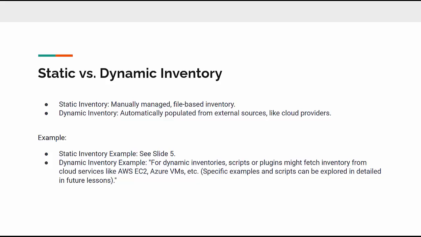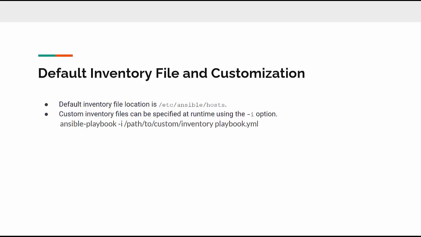There are two types of inventories, static and dynamic. Static inventories are like a fixed contact list. You write it once and it stays the same until you change it. It's great for environments that don't change often. On the other hand, dynamic inventories automatically update themselves, pulling in information from external sources like cloud providers. It's like your contact list automatically updating when friends change their phone numbers.